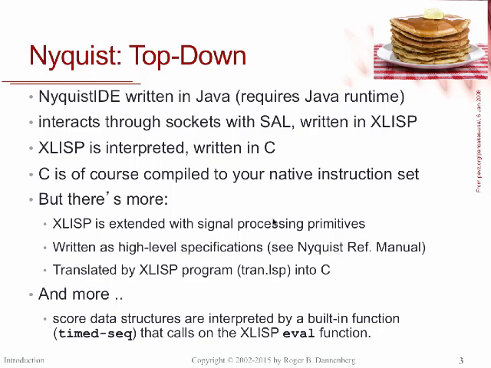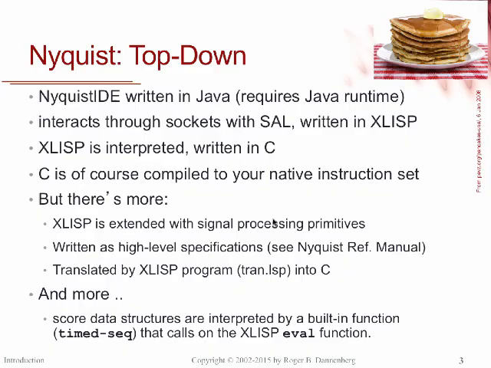Generally, you're going to be programming in a syntax or a dialect of Nyquist called SAL. We'll get into that. SAL is actually written in XLisp, which is another layer. XLisp is an interpreted language. The interpreter for that is in turn written in C, and of course C is compiled into the instruction set of your computer, x86-64 architecture probably. But there's even more to Nyquist than that.